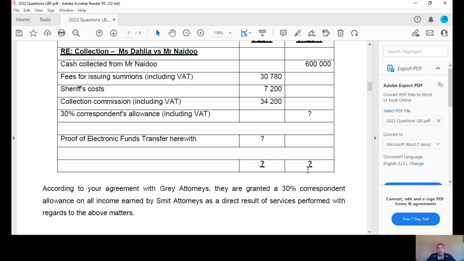Okay. Now, you guys will probably think, but do I need to post 2 entries for each one? Or in other words, do I have to reverse each one individually? It doesn't matter as long as you get to the correct answer. But on the mark plan, they put the 30% correspondence allowance in as a single entry. So you don't have to split between fees and collection commission. You can simply enter your 30% correspondence allowance as a single entry.